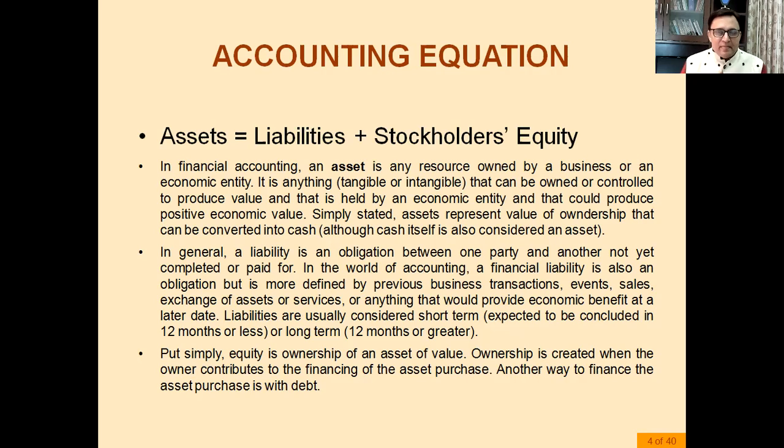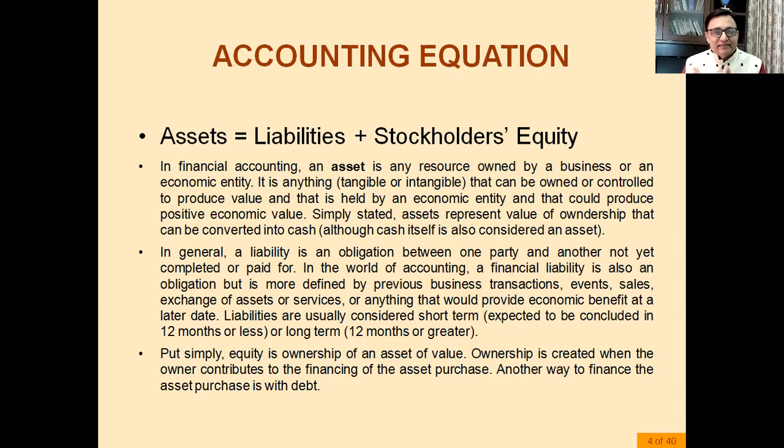So in financial accounting there are three concepts now. One is assets, which are owned by either the creditors, or the investment is made by the owned equity or maybe by the loaned equity. In financial accounting, an asset is a resource owned by the business or an economic activity. It may be tangible or intangible, that can be owned or controlled to produce value. And that is held by an economic entity and could produce positive economic value. Simply stated, assets represent value of ownership that can be converted into cash, although cash is also considered an asset. And the second part is these assets are owned by two kinds of people.